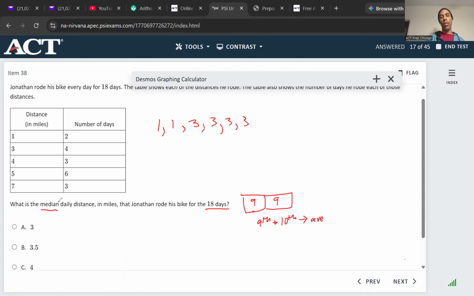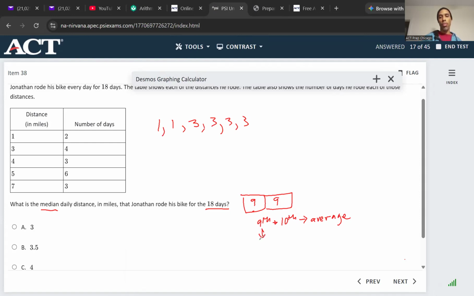But because it's 18 days, that's an even number of days. It doesn't have a middle value. You get the average of the what? The two middle values, which are the ninth and 10th values. So the ninth value was just 4, 6. The ninth value is at a distance of 4, right? Because it was 2, 4, 3. 2, 4 is 6 plus 3 is 9.